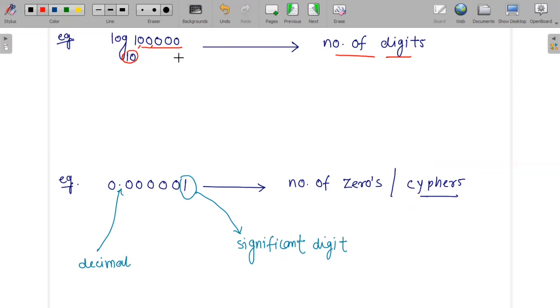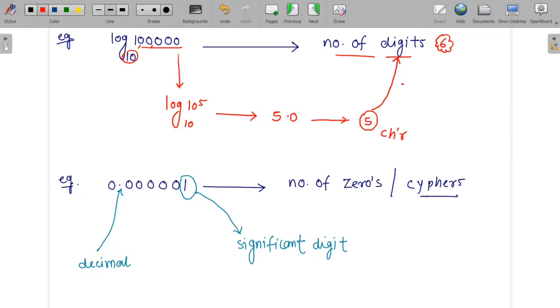And once I'm taking log to the base 10, let me count what its answer will be. I can write 1 lakh as 10 to the power how much? 10 to the power 5, correct? log of 10 to the power 5 to the base 10. And here we go. The answer is 5.0, 5 being your characteristic. So if 5 is your characteristic, and I know the number of digits is 6, how can I get 6 with that characteristic? Your answer will be, sir, simple, add 1 to its characteristic, you will get the number of digits.